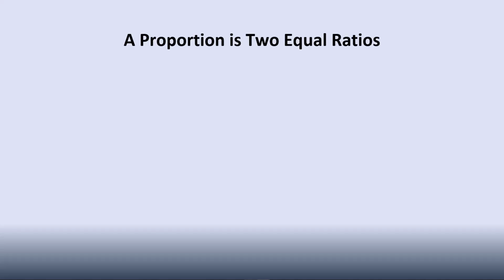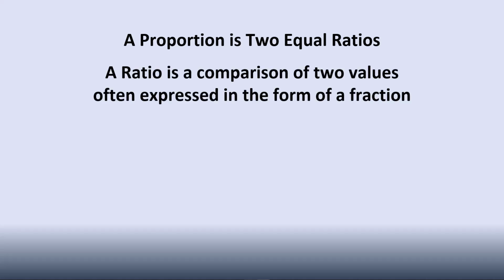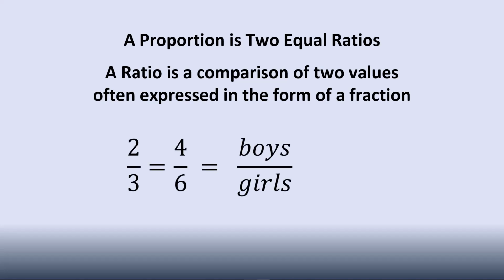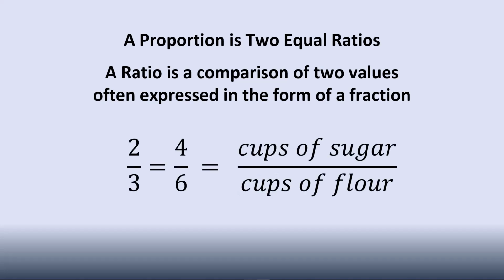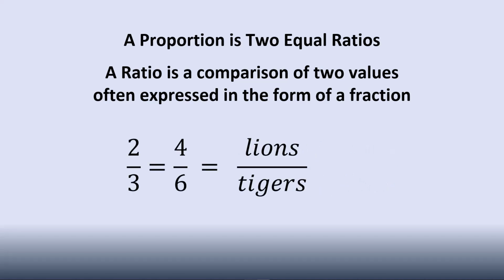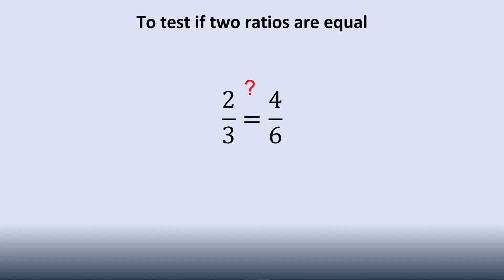Let's check it out. As you may recall from your previous math learning, a proportion is simply two ratios that are equal. A ratio is a comparison of two values, often expressed in the form of a fraction. Here is a ratio that could be the comparison of how many boys there are in a group to how many girls, or cups of sugar and flour in a recipe, or the number of lions and tigers in a zoo.